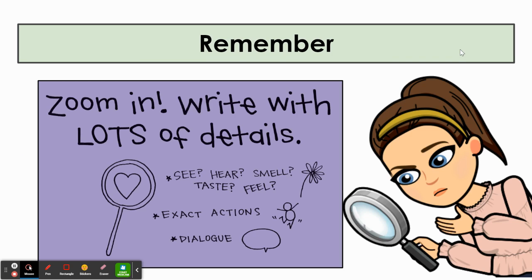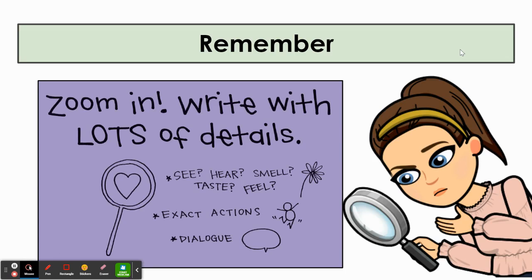Let's review some of our writing lessons we've had earlier this year. Before you get started on your rough draft, I want you to think about how you can really zoom in and write lots of details in your story. What do your characters see, hear, smell, taste, or feel? Use your 5 senses to add details and make it come alive for the reader. You can also include exact actions.